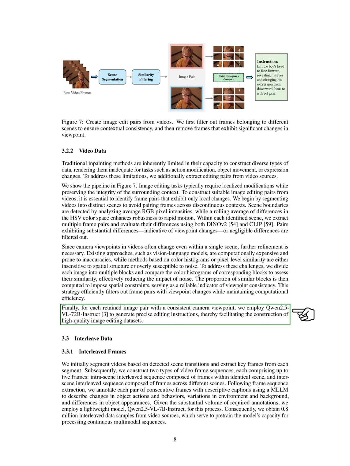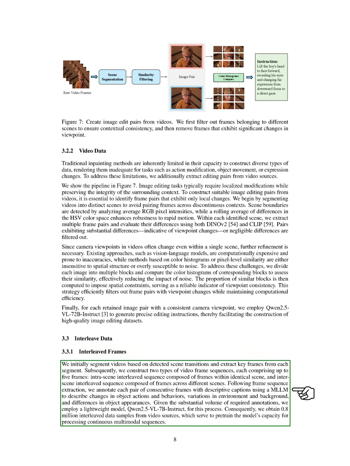Section: Interleaved frames. In this section, we segment videos by identifying scene transitions and extract keyframes from each segment. We then create two types of video frame sequences, each containing up to 5 frames. One sequence includes frames from the same scene, while the other includes frames from different scenes. After extracting these sequences, we annotate each pair of consecutive frames with descriptive captions using a multi-language large model to highlight changes in object actions, environmental variations, and differences in object appearances.